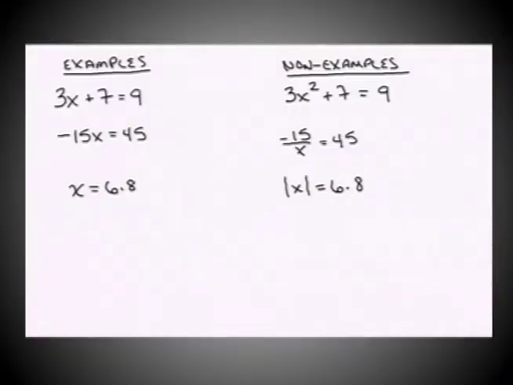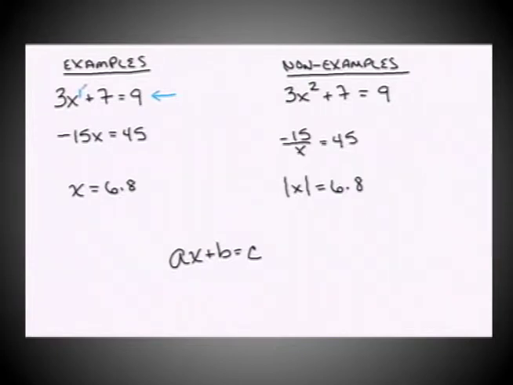As you can see on the left-hand side of the screen, I've got examples of linear equations written. On the right-hand side of the screen, I've got non-examples written. Let's just remember that linear equations can be written in the form of ax plus b equals c, where a, b, and c are just real numbers. It's pretty obvious if we look at this first example. We have a is 3, b is 7, and c is 9. Our variable is raised to the understood first power. So this is an example of a linear equation.